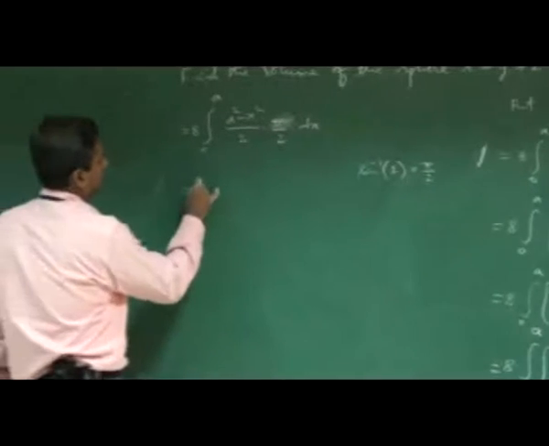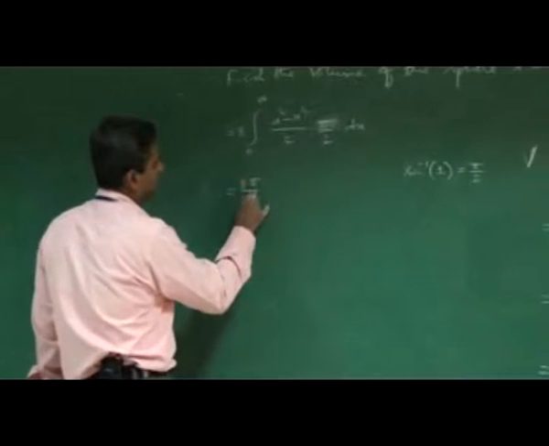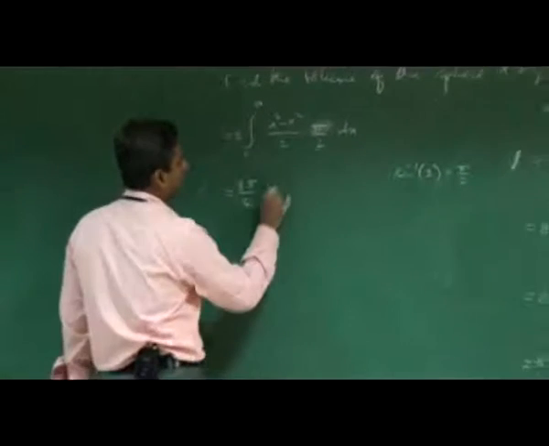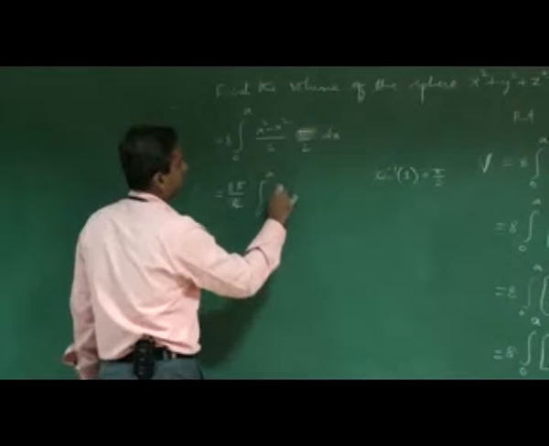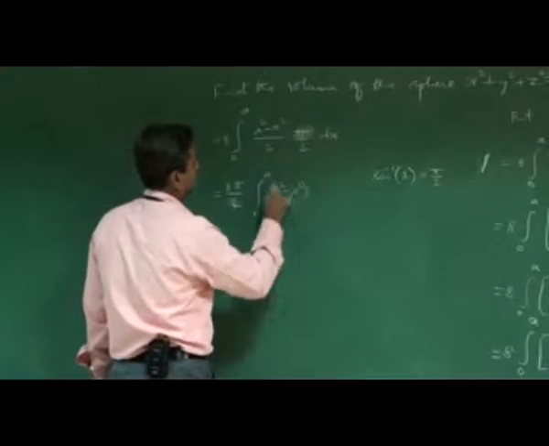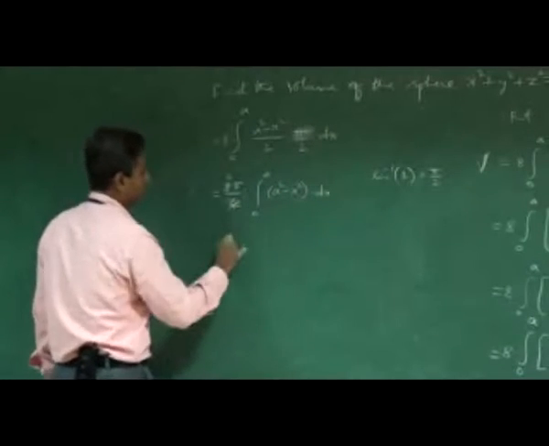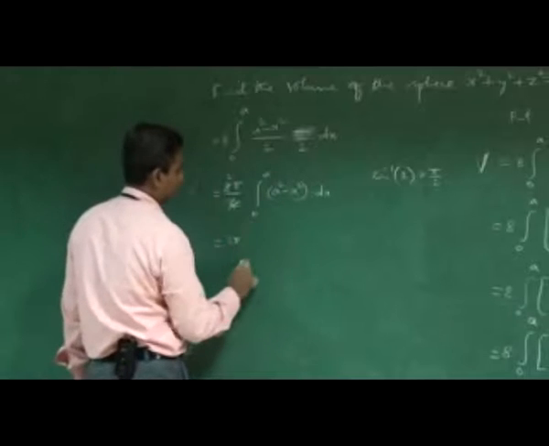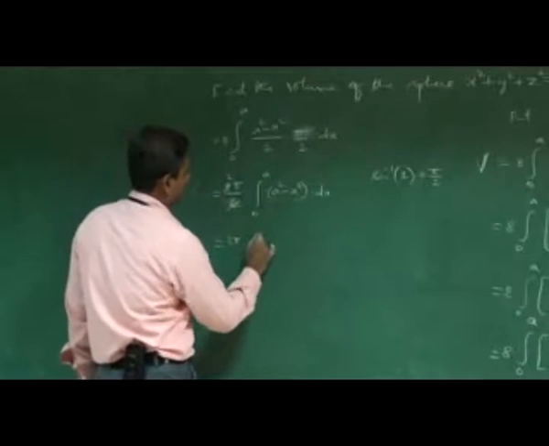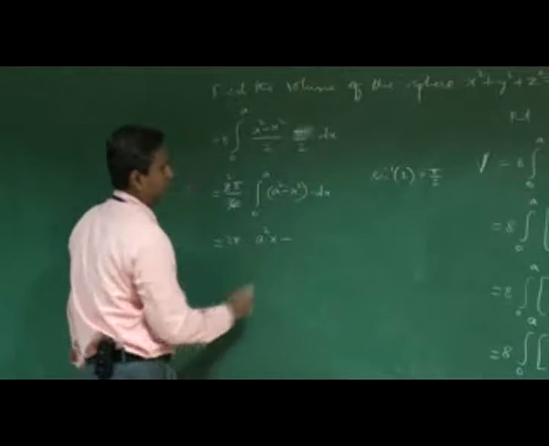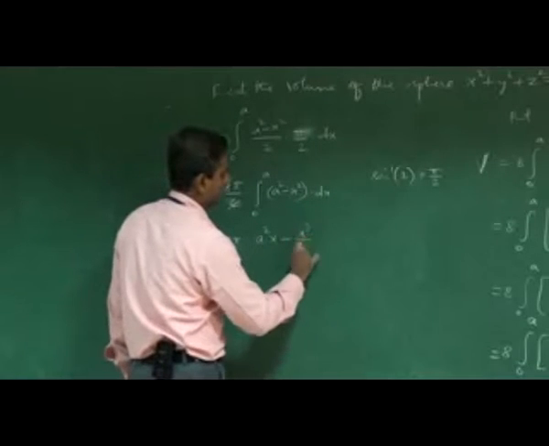And then that is 8 pi by 2, by 2 into 2, 4. 8 pi by 4 into the integral from 0 to a of a squared minus x squared dx. And then we get 2 pi into, in the given case, we take the integration: a squared x minus x cube divided by 3.